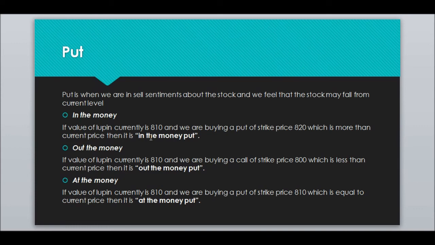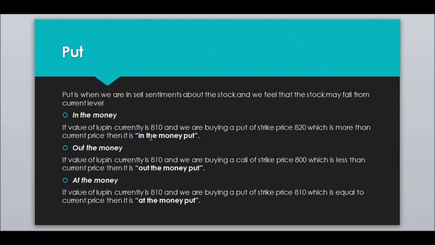While for the out of the money put, if we are buying a put for a strike price of 800, in this situation we are not at a position where the stock has reached 800. So 810 is the current Lupin stock price, while we have bought a put at 800. So Lupin has to reach 800 so that we will be in a good amount of profit. So once it goes down to 800, we'll have a good profit. So it is out of the money. So currently we are expecting it to go down.